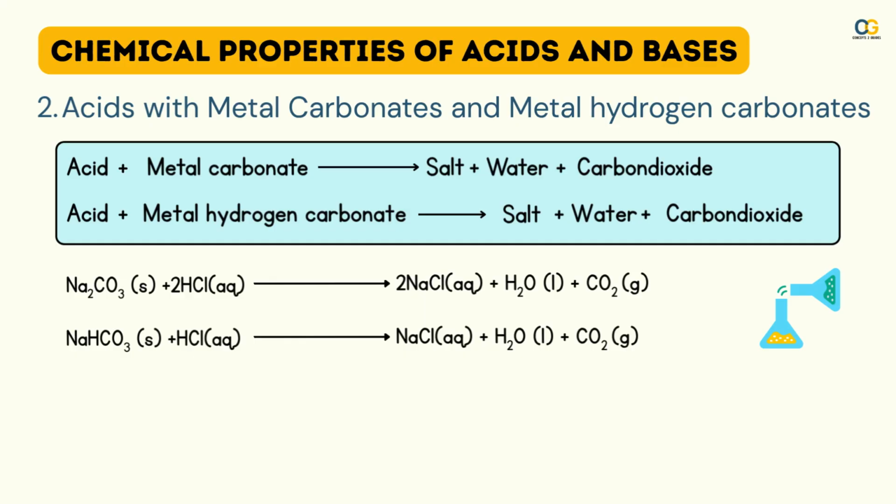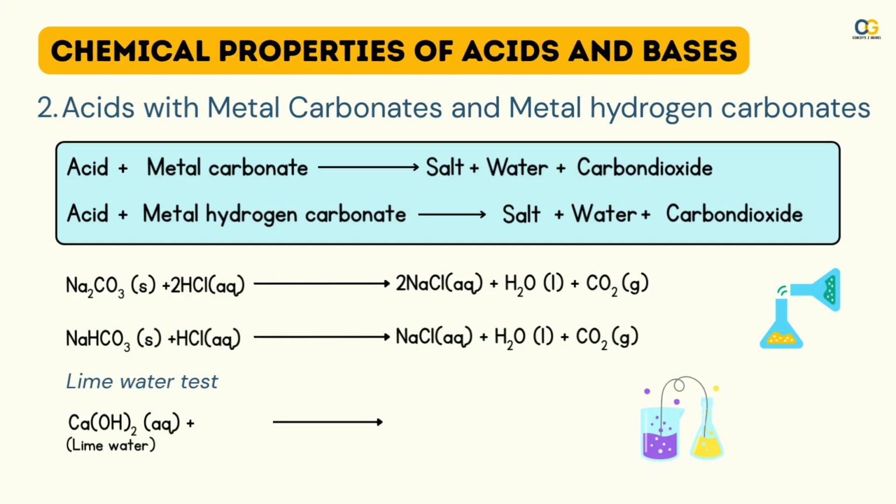How do we test that this carbon dioxide has been released? We do a lime water test where calcium hydroxide, which is lime water, has carbon dioxide passed through it, which causes the formation of a white precipitate, which is calcium carbonate and water.